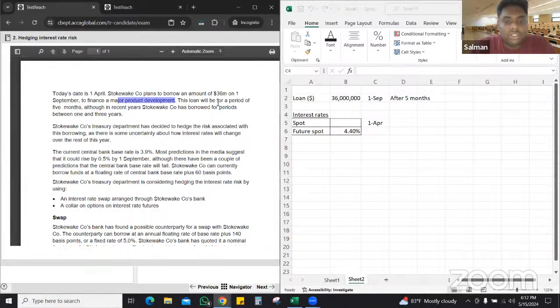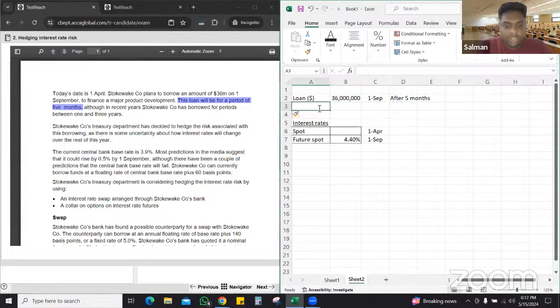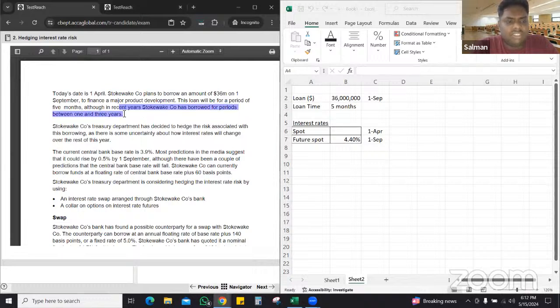So at the time of borrowing, the future spot is also given for 1st of September. This loan will be for a period of 5 months. The loan is taken for 5 months. Although in recent years, Stockwave Company has borrowed for periods between 1 and 3 years. That's what their usual borrowing is.